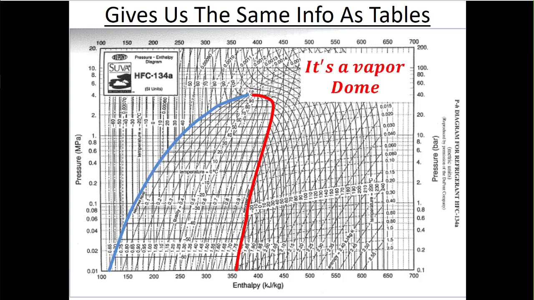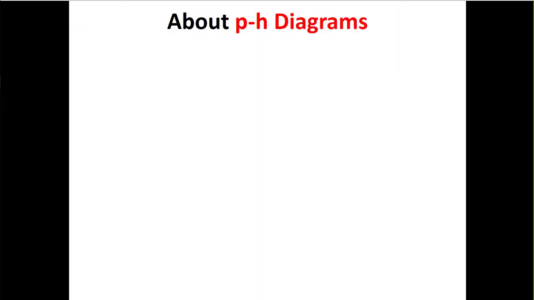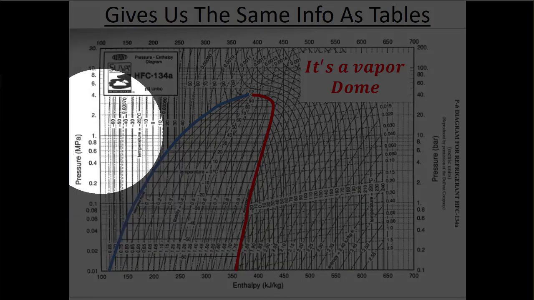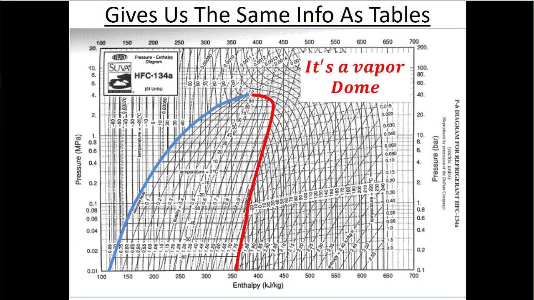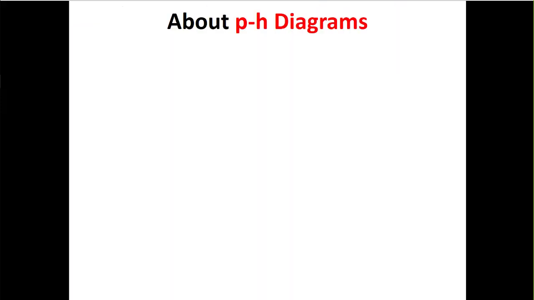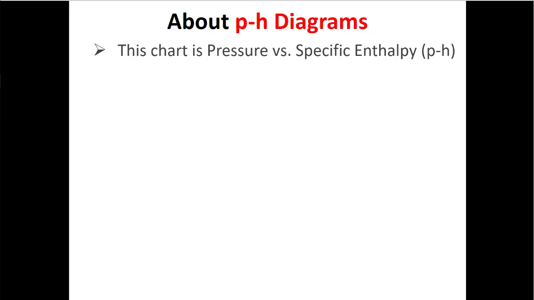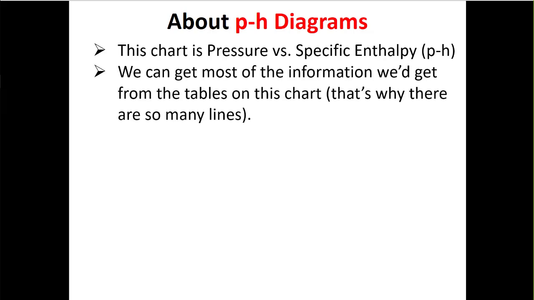So I'm going to walk you through this. The first thing is, this is a vapor dome. This is a scale diagram showing us the vapor dome, but it's not a TS diagram or a TV diagram or a PV diagram. It's pressure on the vertical axis and enthalpy on the horizontal axis. So this is a pH diagram. And it says enthalpy, but it's really specific enthalpy. So when we look at these graphs, it's pressure versus specific enthalpy, even though it calls itself enthalpy.